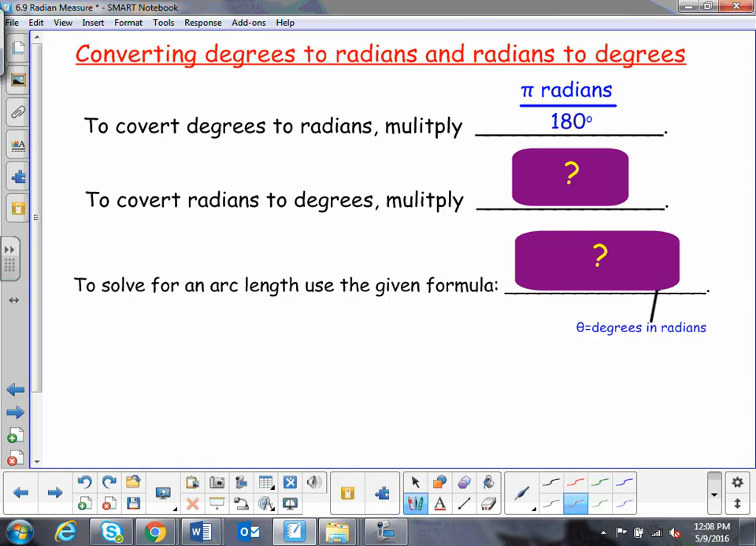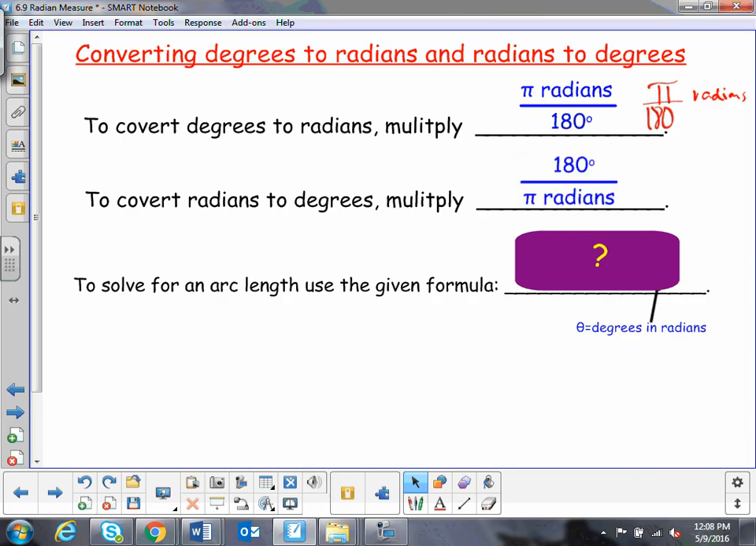If you'd rather write it like this, just pi over 180, you can write it like that, because I know the radians kind of confuse them. So pi over 180 is what you multiply by, and then your angle will come out in radians. It's like converting centimeters to meters, and meters to decimeters, and all that. That's the way you're doing it here. The units will cancel out. To convert radians to degrees, you multiply by 180 over pi.